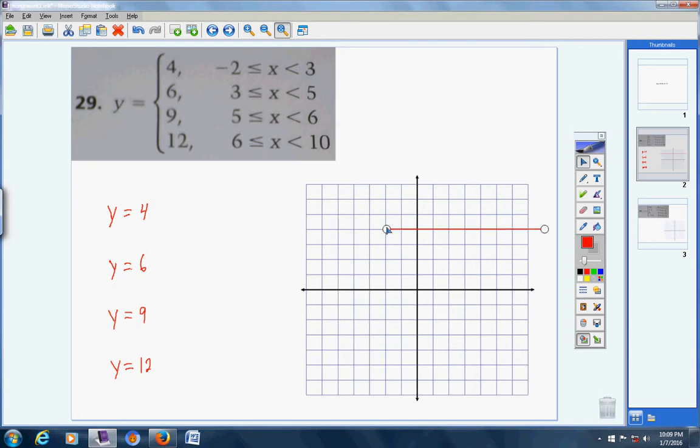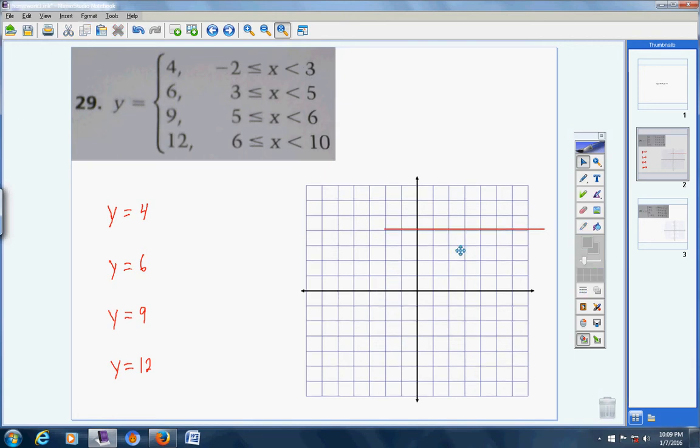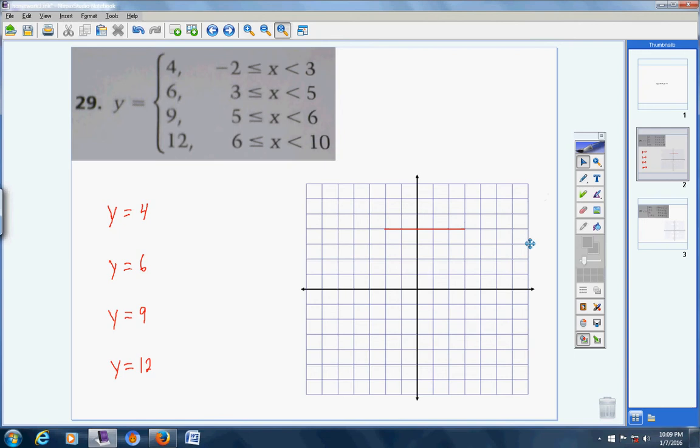So that would be right there, right? Because there's -2 on the x-axis. And then 3 over here. So, 3. And there we go. Okay, now remember, this point here will be closed because we have an equal sign right here, okay? And 3 will be open. And there we go.